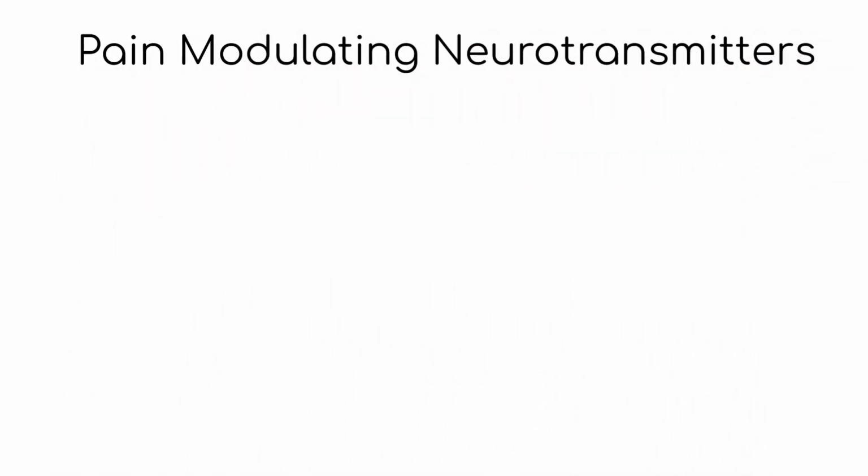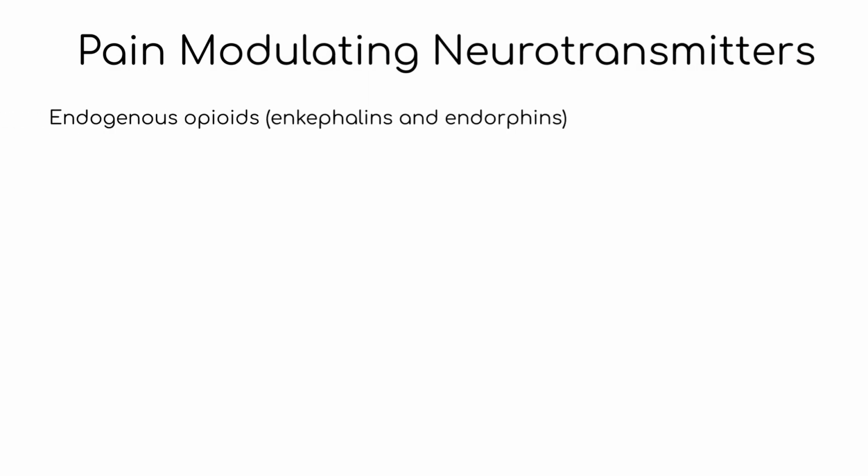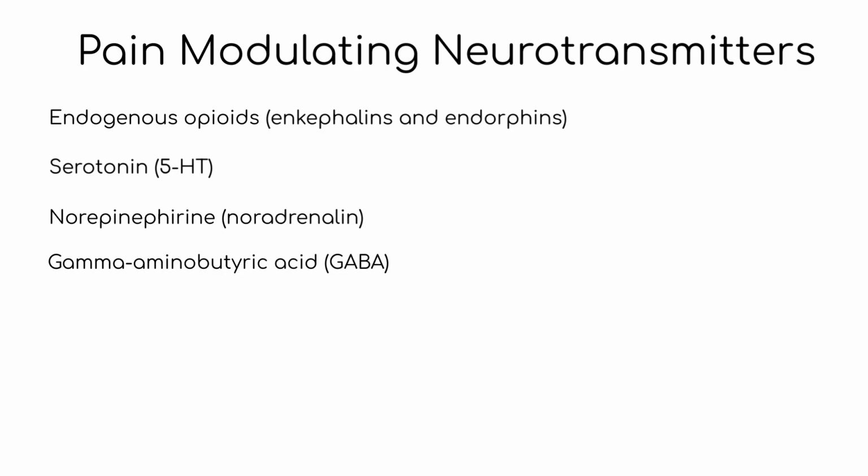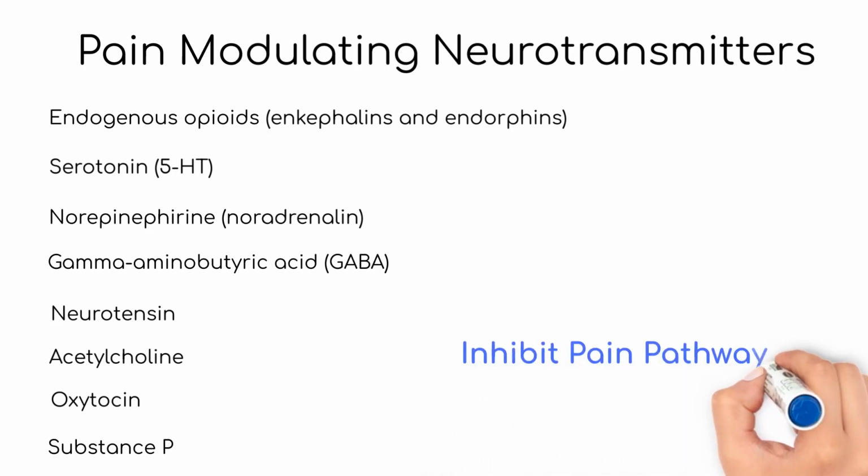Pain is also modulated via descending pathways by the following neurotransmitters: endogenous opioids, enkephalins and endorphins, serotonin 5-HT, norepinephrine or noradrenaline, gamma-aminobutyric acid or GABA, neurotensin, acetylcholine, oxytocin, and substance P. These neurotransmitters help to control the severity of pain by inhibiting pain pathways.